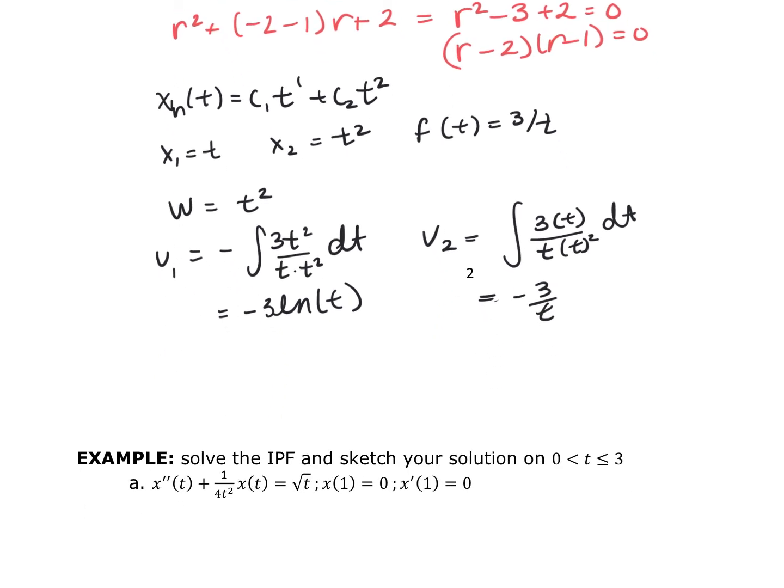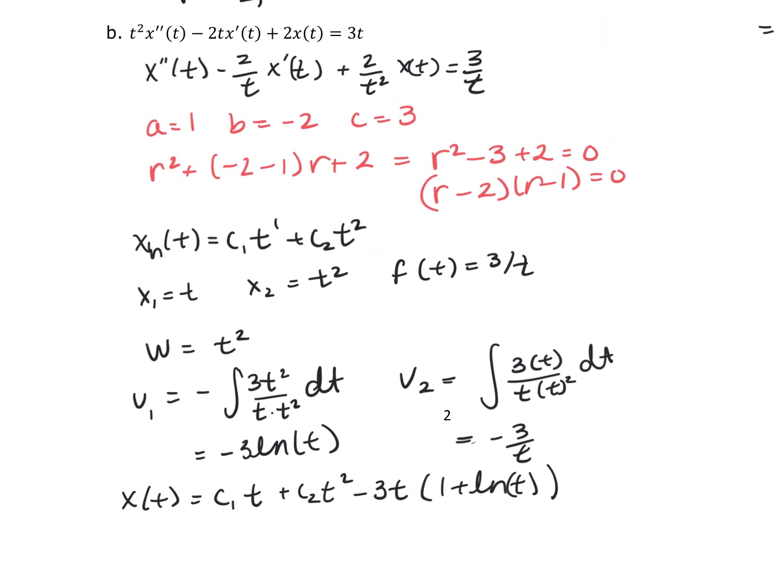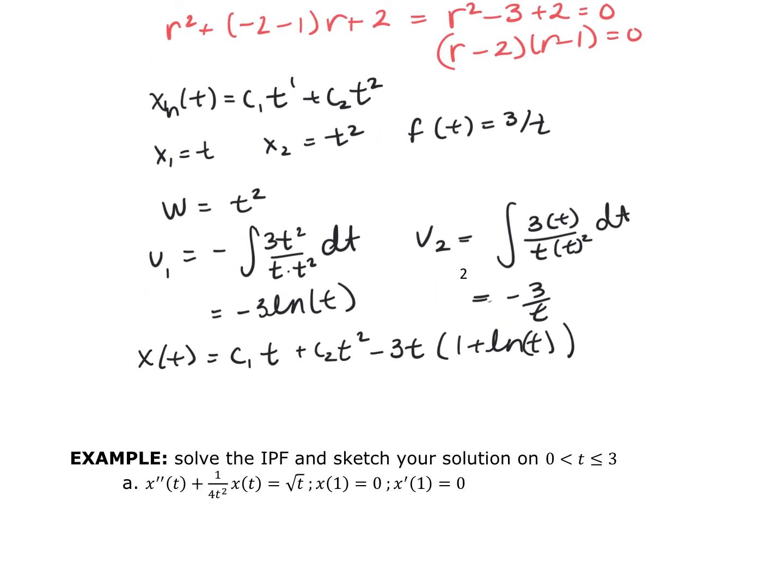Now, my x sub 1, or my x of t, would then be equal to c sub 1 t plus c sub 2 t squared minus 3t, 1 plus the natural log of t. And do I have any initial values on this? Nope. That's pretty much it.